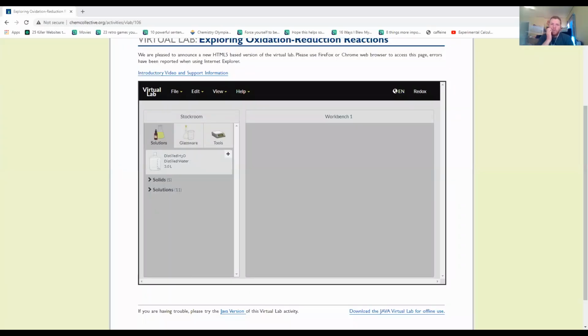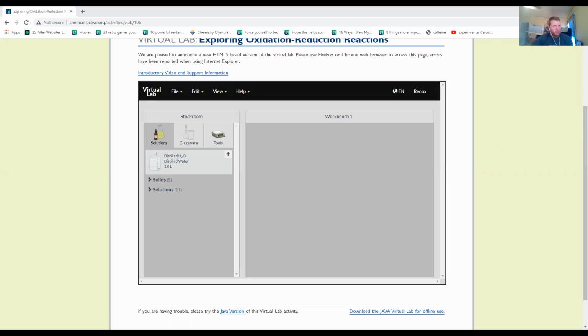All right, everybody, I wanted to go ahead and walk you through the first few parts of this experiment and give you an idea of what we're looking for. So this experiment is all about oxidation reduction. I've got it pulled up at chemcollective.org/vlab/106. What we're trying to do is rank a series of metals based on how easily oxidized they are.